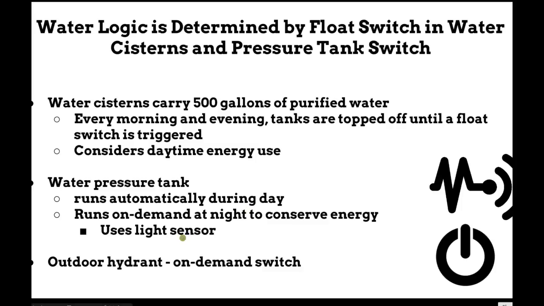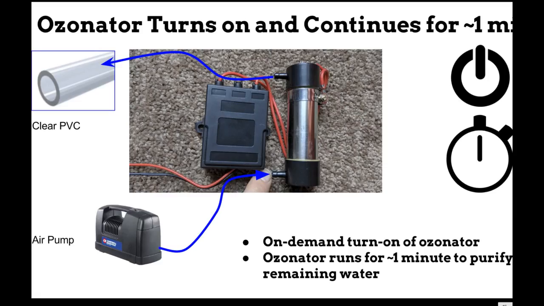And then the last thing on the water system, the outdoor hydrants, that's just a simple on-demand switch, so no microcontroller needed. So that's the water system up to the potable level, where we end up with a small ozonator. An ozonator generates ozone to purify water. It's an advanced method of water treatment. Basically, you have an air pump that goes through an ozonator device, which pumps ozone gas into your water, and that disinfects the water and makes it pure.